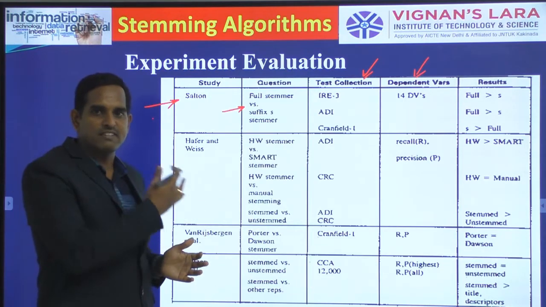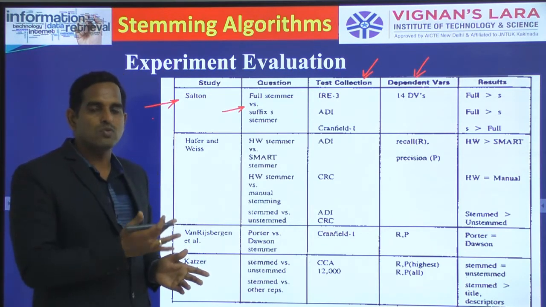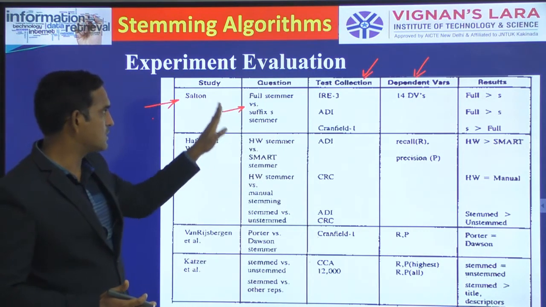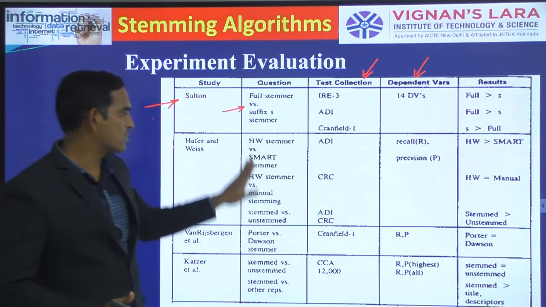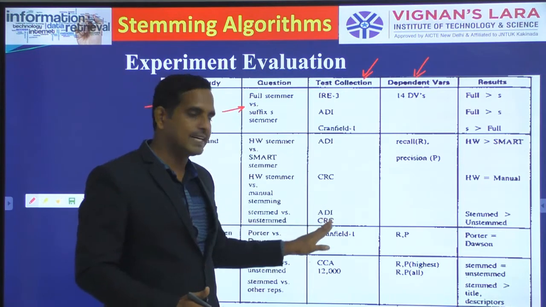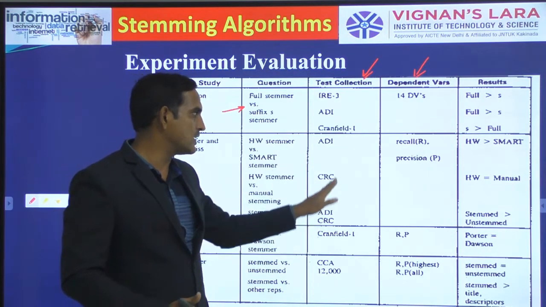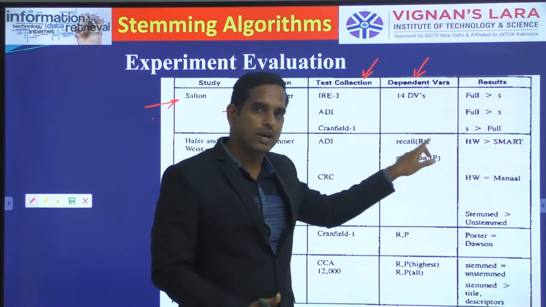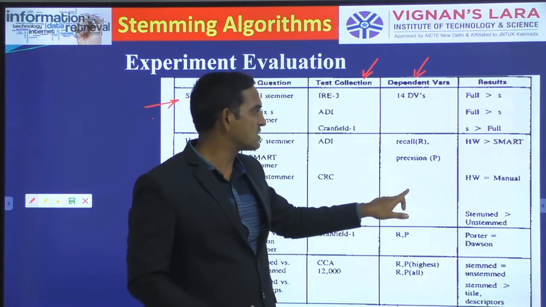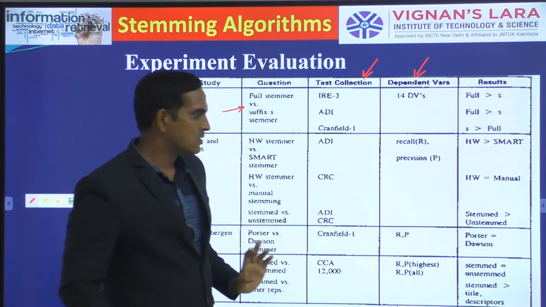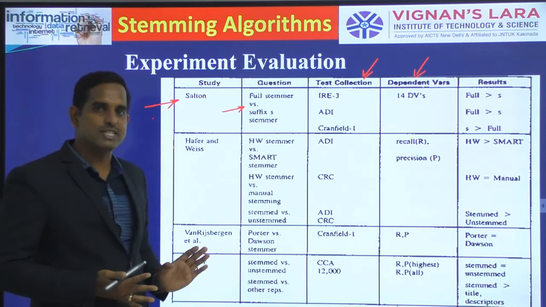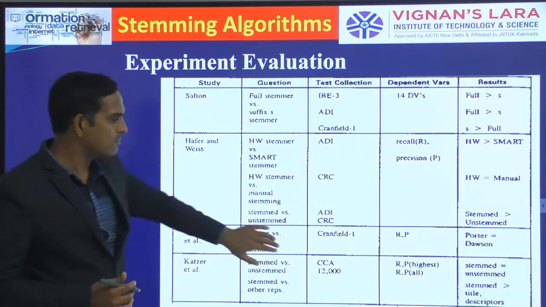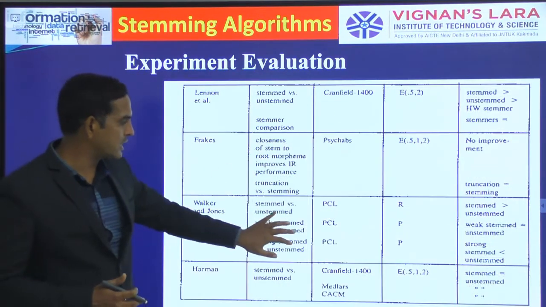In this manner, we have various experimental evaluations to find out which is better based upon some set of questions. This is the study by the authors, the question you are trying to answer, and the data set you are using to find out which is the better one. You also see what you are trying to evaluate, whether recall and precision, and what the result is. You can refer to the complete set of table values, and this is the continuation of the table.